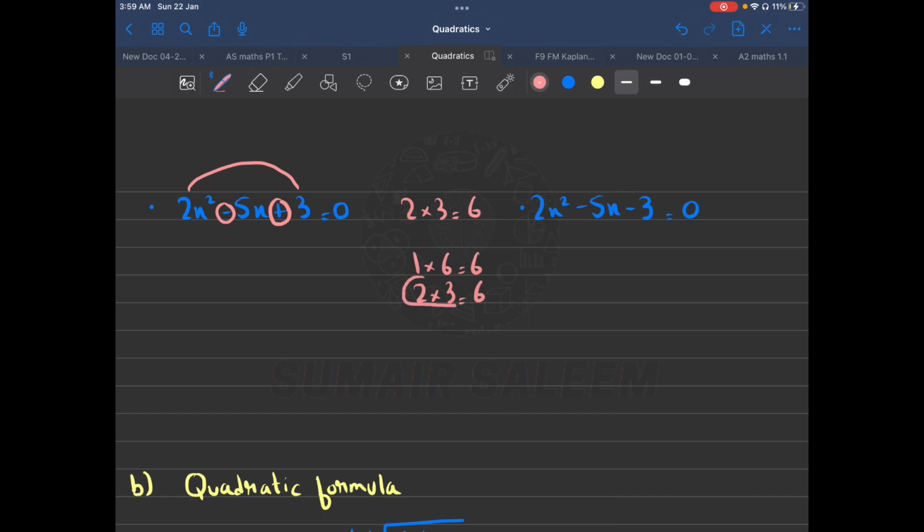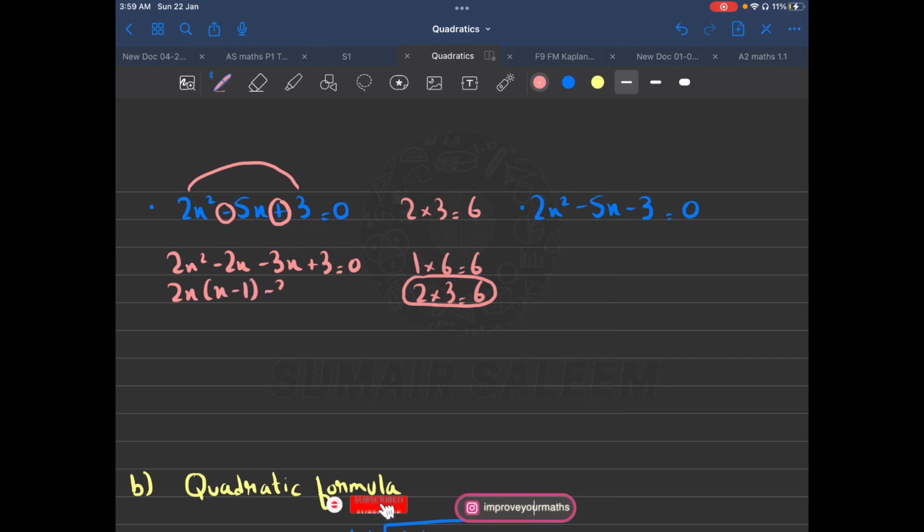So I'm going to use 2 and 3. Now you'll use 2 and 3 in a way that it becomes minus 5. So how will I use it? 2x squared minus 2x minus 3x plus 3 is equal to 0. Take 2x common, x minus 1, take minus 3 common, x minus 1.